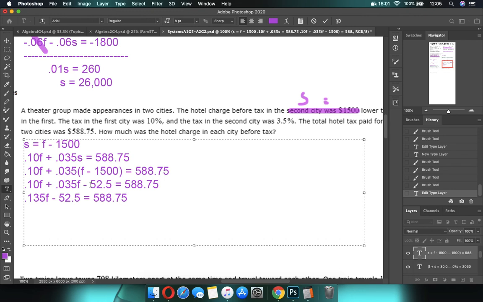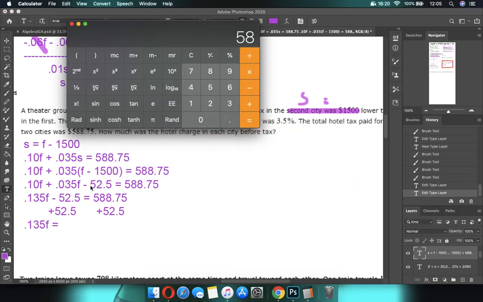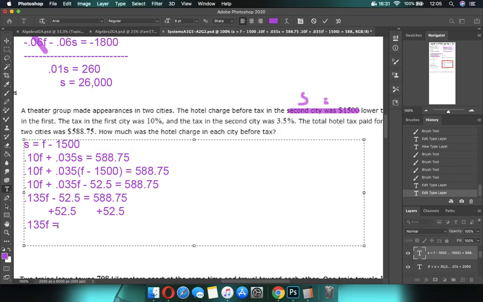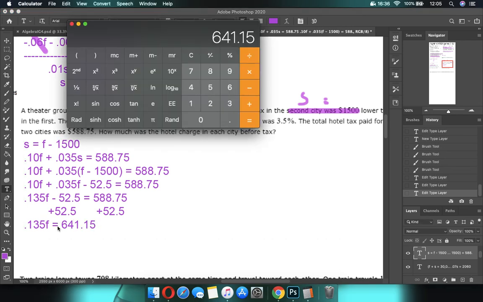Just doing a little bit of algebra manipulation and this is starting to look a little bit more comfortable. So what are we going to do? We are going to add 52.5 to both sides, and what do we get? 0.135F equals, I'm good but I'm not that good, so 588.75 plus 52.5 is 641.15. Okay, and now we have to divide by the 0.135.